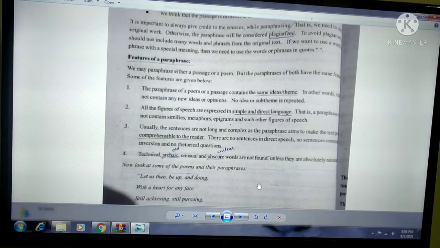The paraphrase of a passage contains the same ideas or theme. In other words, it should not contain any new idea. There should not be any new idea. It's a repetition of the same idea of the author. And the language used should be very simple and direct. Moreover, it should be very comprehensible to the reader.